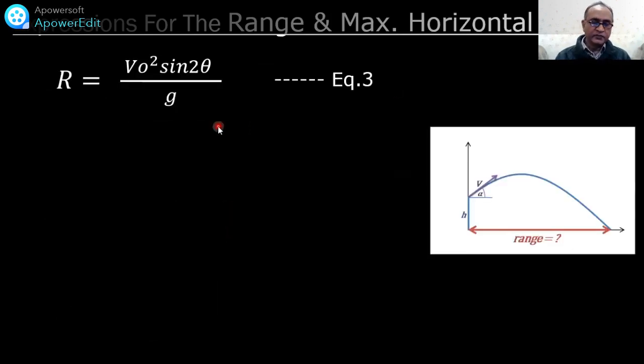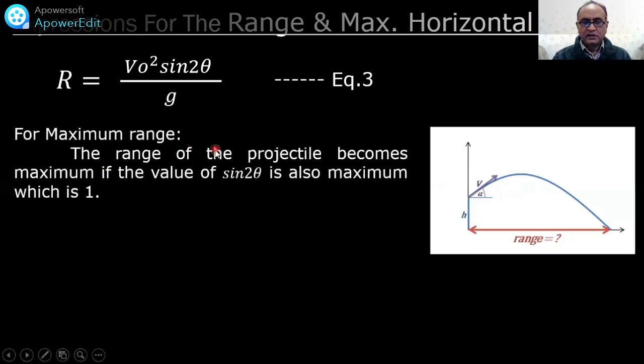So proceeding further, again taking the information from maths, sine 2 theta, you know that sine, cos, tangent have different values. So the maximum value of sine 2 theta is 1. Okay, see, remember one thing, equation number three will give you the value of range, right?